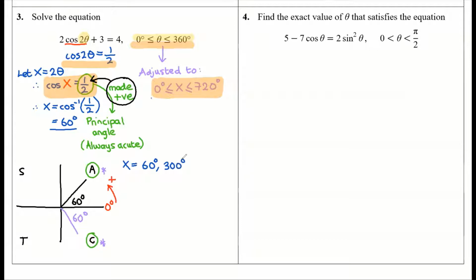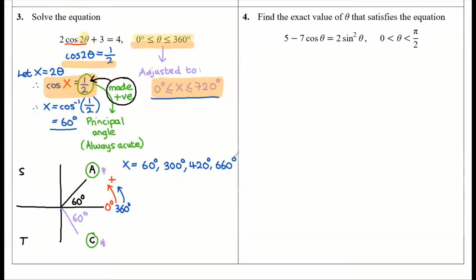Okay, and remember, we have to look between 0 and 720. So we've got to go around again. We start at, now we're at 360 here. Okay, and we go around again. So this is going to give us an angle of 420 degrees. And the final angle is going to be 60 degrees less than 720, which is, of course, 660 degrees. So we've got 4 answers, which is what you would expect.